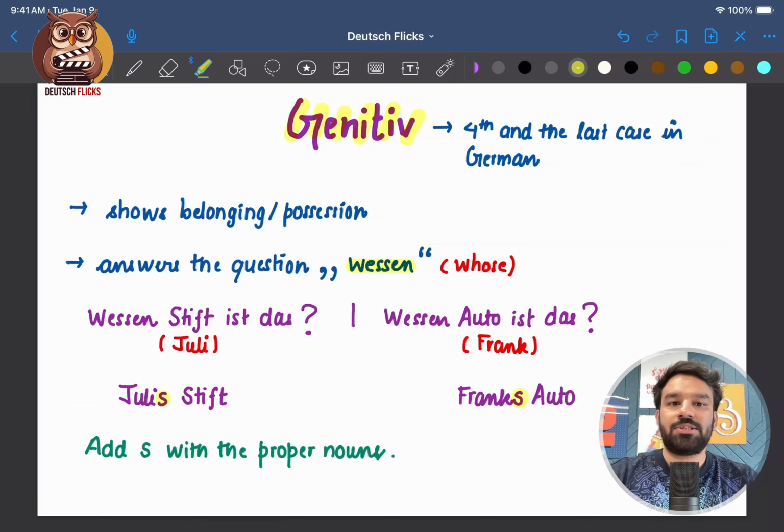Okay, so this topic Genitiv is divided into two parts and we are just focusing only on proper nouns. Now what about other nouns? So that we will cover at B1 level.